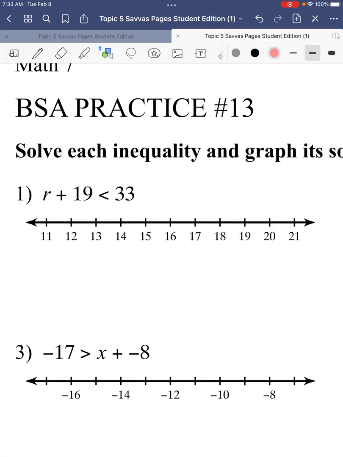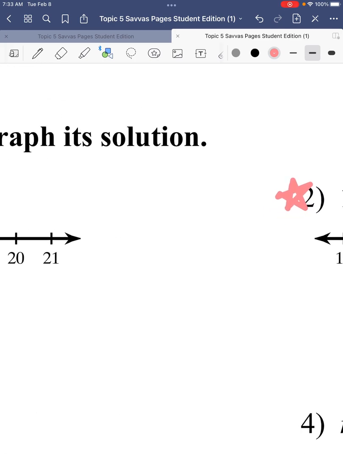Number 1, r plus 19 is less than 33. Just so I have a little bit more room to work, I'm going to rewrite that over here. So we have r plus 19 is less than 33. Now to solve this inequality, I need to get that r by itself, and I always draw a line through my inequality symbol just to remind me that there are two sides, and whatever I do on one side, I must do on the other.